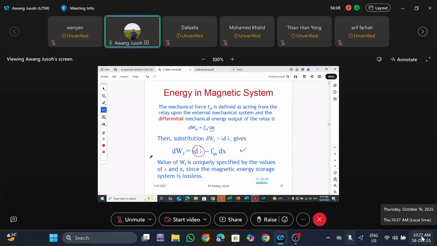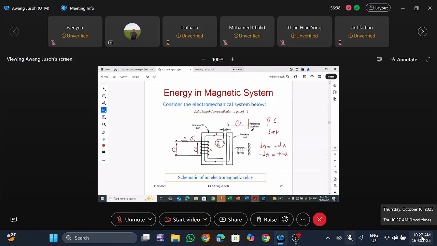All right. So based on the equation here, we found that the value of stored energy in the magnetic field is uniquely specified by the values of lambda and x. These are the two components that govern the WF. First is lambda, which is flux linkage, d lambda, and the other one is x. X is the distance from just now. When you have flux, you have flux linkage. Flux linkage is basically N times flux, and flux linkage is lambda.